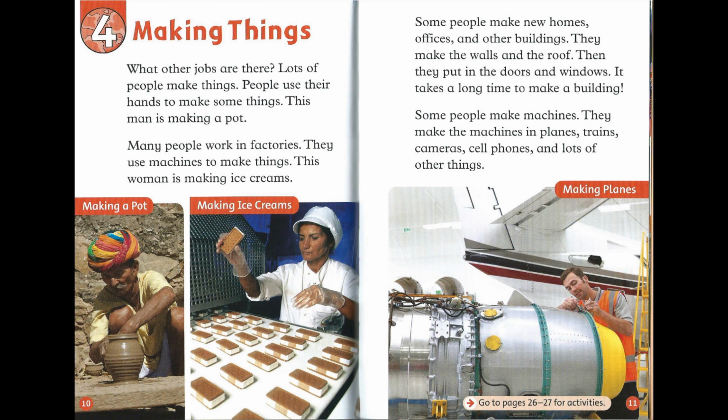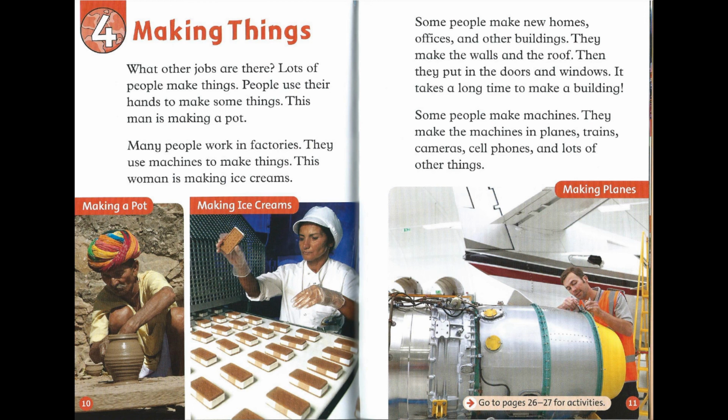Some people make new homes, offices, and other buildings. They make the walls and the roof. Then they put in the doors and windows. It takes a long time to make a building. Some people make machines. They make the machines in planes, trains, cameras, cell phones, and lots of other things.